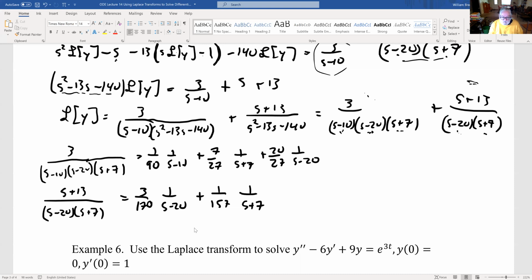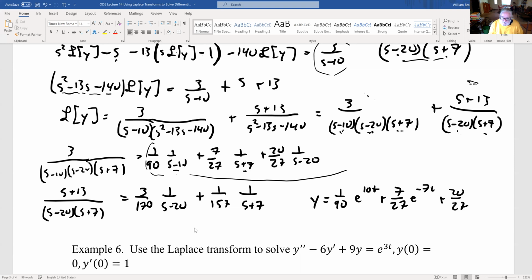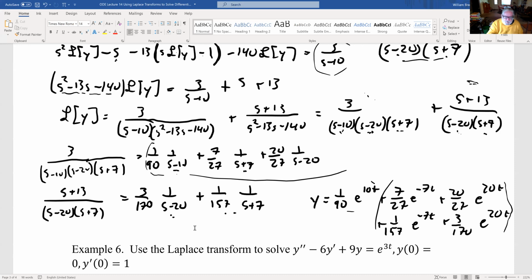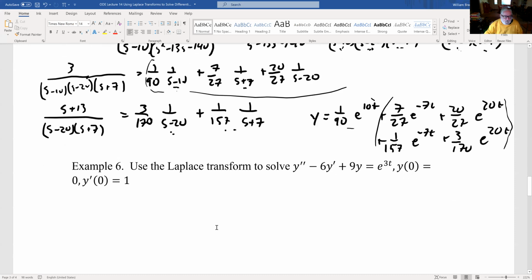So what is y equal to? Y is the inverse Laplace transform of each of those terms. So it could be 1 over 90 e to the 10t, that comes from here, plus 7 over 27 e to the minus 7t, plus 20 over 27 e to the 20t. And then we get these two terms, plus 3 over 170 e to the 20t, and plus 1 over 157 e to the minus 7t. So that's my solution, right? The 10t term, that's my particular solution. And then there's my homogeneous solution. And the numbers can all be combined in various ways. So recognizing what a partial fraction is can help you a lot in figuring out what the solution should look like.